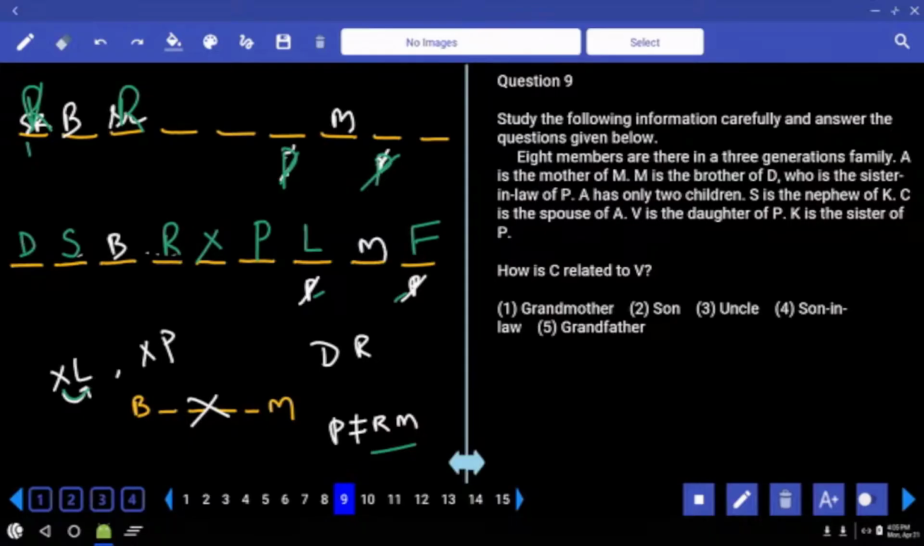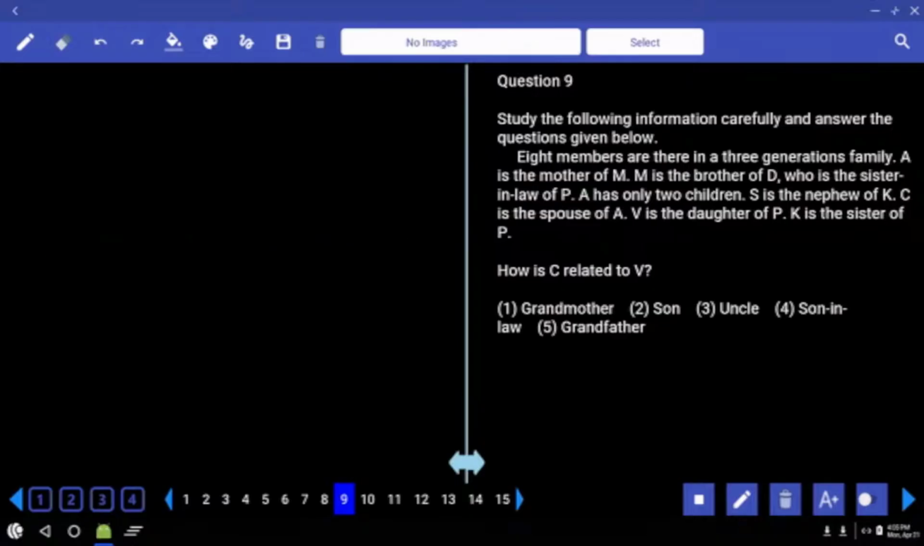Now in this 9 to 11 first priority, 8 members are there. A is the mother of whom? A is the mother of M, can be written like this or not? And M is the brother of whom? M is the brother of D. And D is the sister-in-law of P.